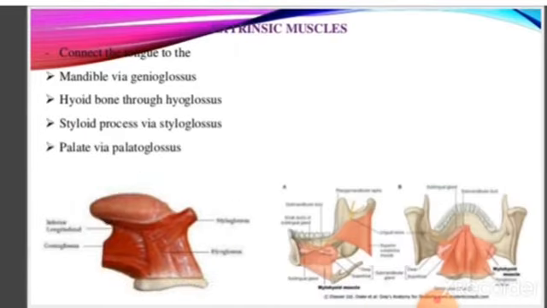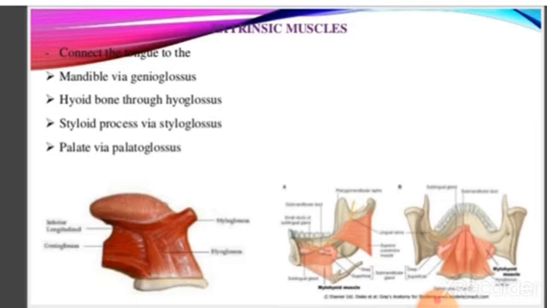Now, connect the tongue to the extrinsic muscles. What are the extrinsic muscles and what are their functions? Now, these extrinsic muscles, the 4 intrinsic muscles we have done with. Okay. Now, the extrinsic muscles connect the tongue to the mandible via genioglossus.